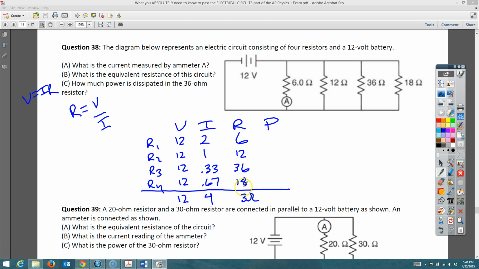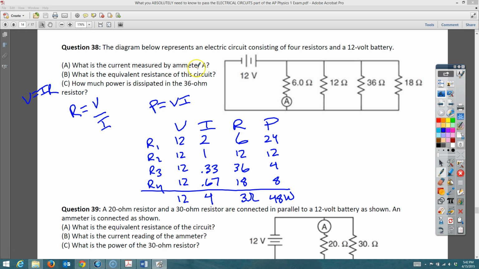Now we don't have to go through 1 over and do all that work. If I want to know what power is, remember it's just V times I, so power is equal to VI or IV. So 12 times 2 is 24, 12 times 1 is 12, 12 times 0.33 is going to give us 4, and 12 times 0.67 gives us 8. And for this one, we should be able to just go through and add them up, and we get a total power of 48 watts.